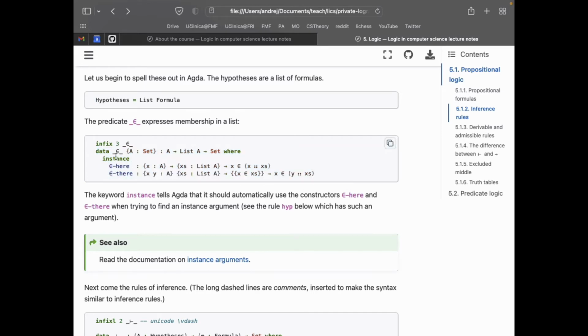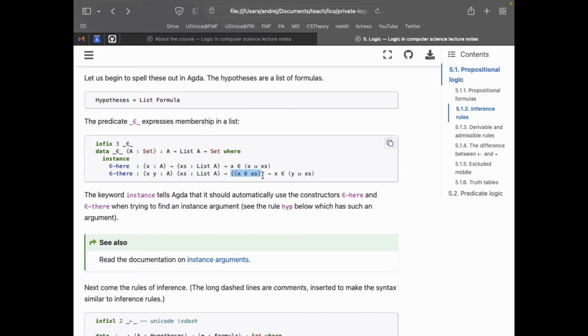So how do you say that something is an element of the list? Well, there are two possibilities. X is an element of the list that starts with X, or X is an element of the list that starts with Y, provided that X is an element of the rest of the list.